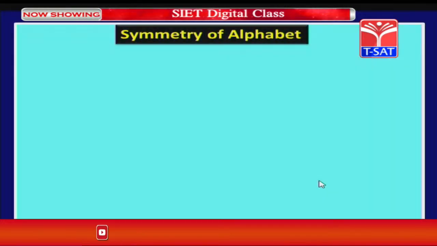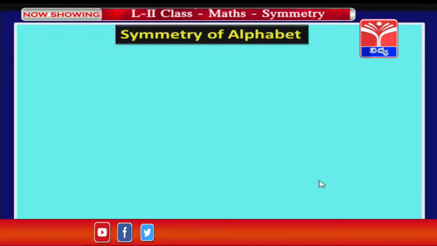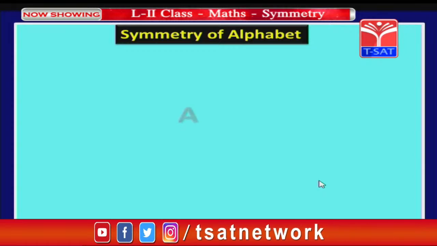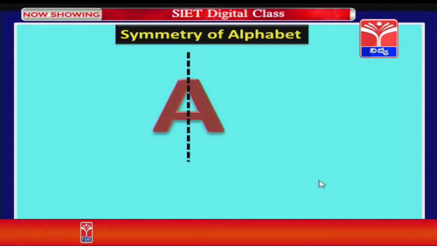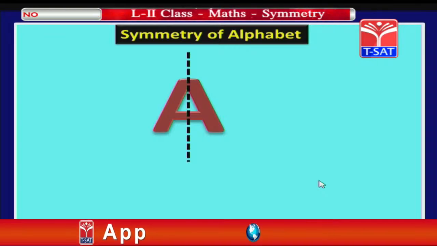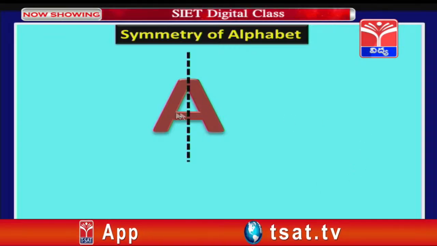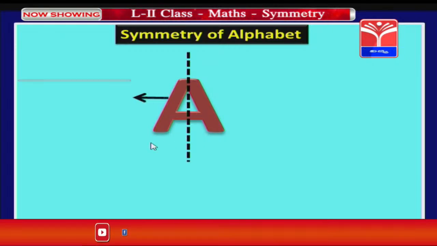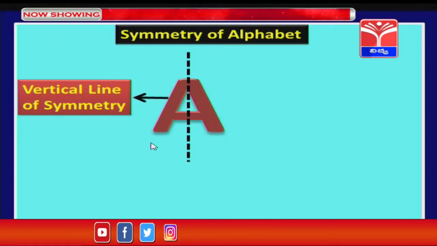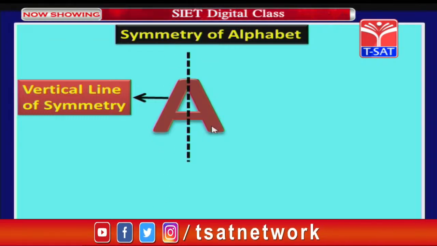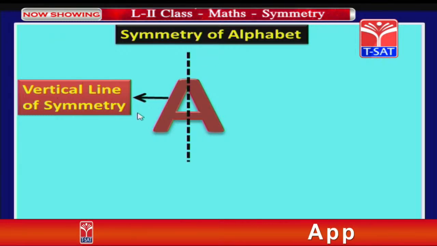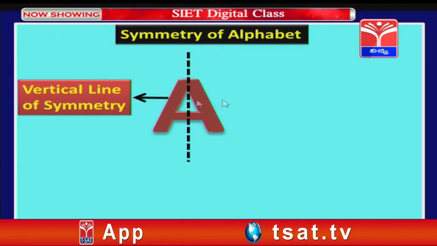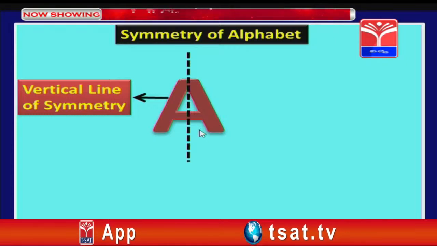Got it, children? Now, let us consider the symmetry of alphabets. We will take the first letter A. Now, I am going to draw a vertical line. If I fold along this vertical line, then these two parts exactly coincide. So, I can say yes, it is symmetric about this vertical line, isn't it, children? So, I call this the vertical line of symmetry, but if I draw a horizontal line and fold along that line, it will not be symmetric.